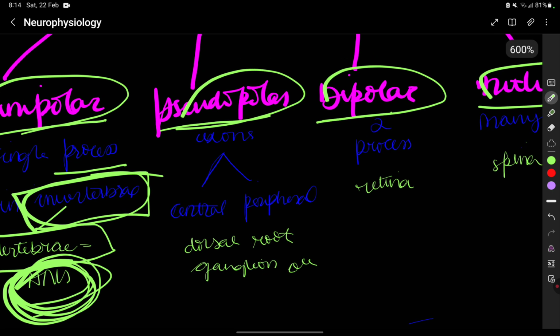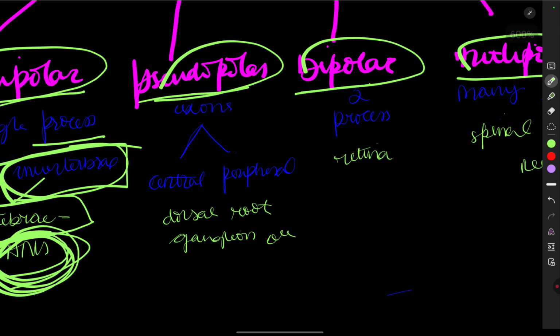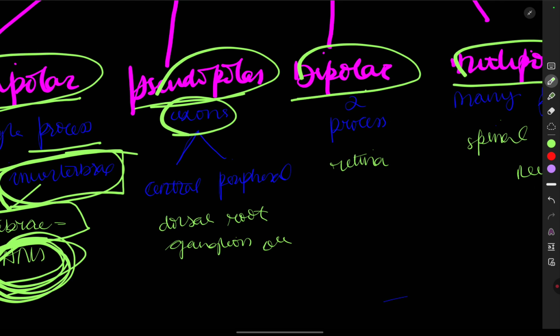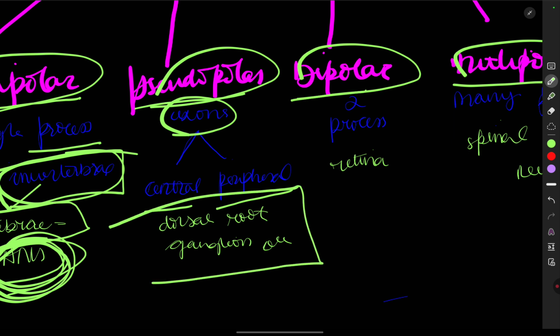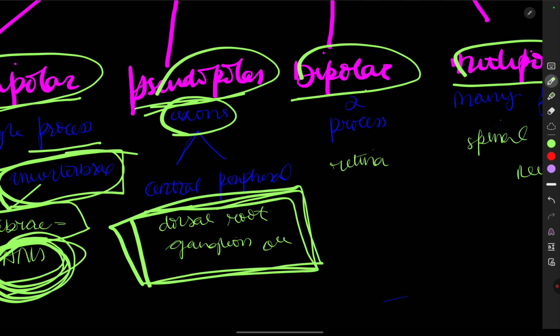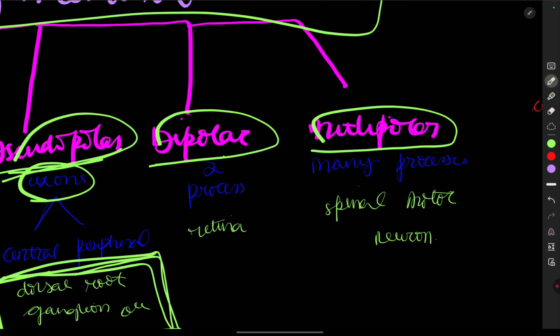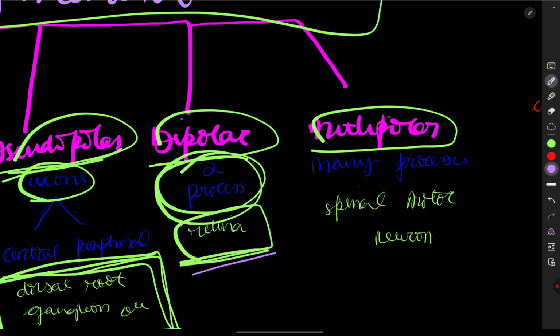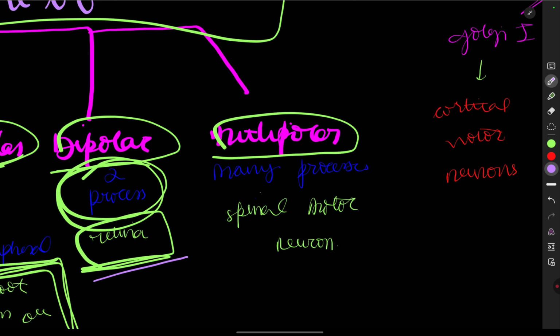Now pseudopolar axons are again of two types, central and peripheral. The dorsal root ganglion neurons are pseudounipolar. The bipolar have two processes, and the example for this is the retina, and the multipolar has many processes.